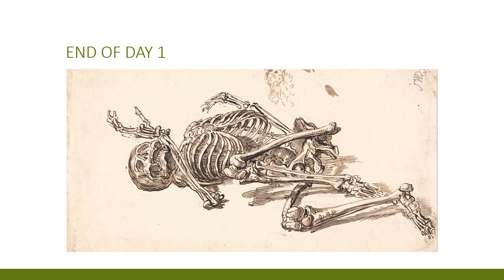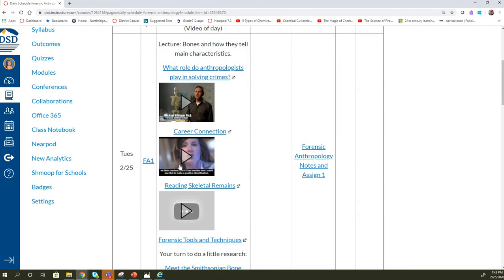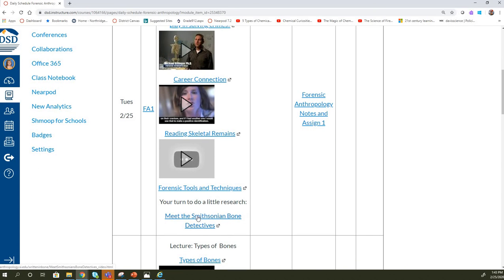You should be able to go right back to your page. Right here, down at the bottom, meet the Smithsonian bone detectives, so it hot links you right there. Everything comes into this one assignment, the notes and the assignment I just gave you. Instead of a book assignment, it's this for today. So it's your notes one, FA1. Notes and assignment.